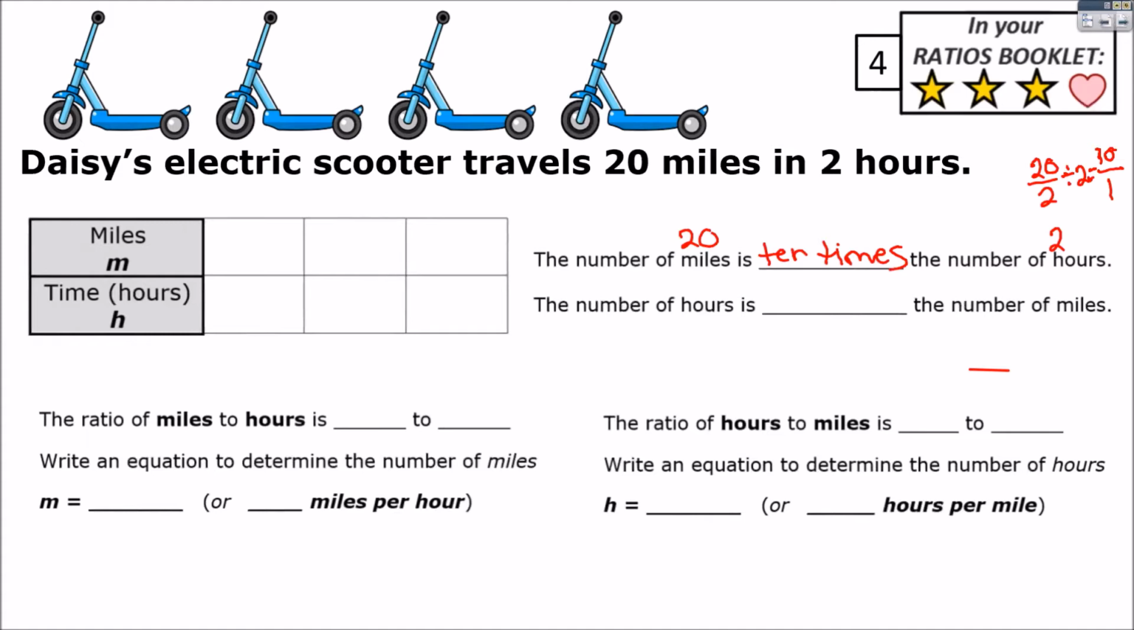Now let's flip it around. The number of hours, 2, is blank the number of miles, 20. Create your fraction, 2 over 20. If I simplify this again, now I'm going to have 1/10. And that is what you write down, 1/10.